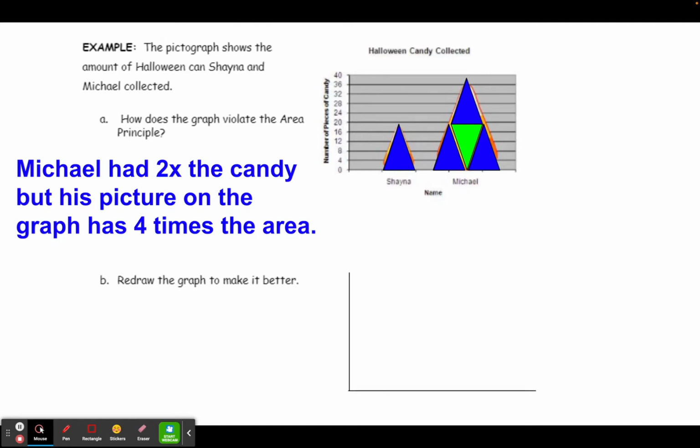Now, if we wanted to make this a better graph, we could just make a simple bar graph. So for example, we would make 1 bar for Shayna and 1 for Michael. We can keep the vertical scale the same because there's nothing wrong with that. Shayna got about 18 pieces of candy while Michael got 36. And we want to make sure that the bars are equal width so that our eye is really only looking at the height of the bars, and therefore the area is proportional to the amount of candy each kid collected.